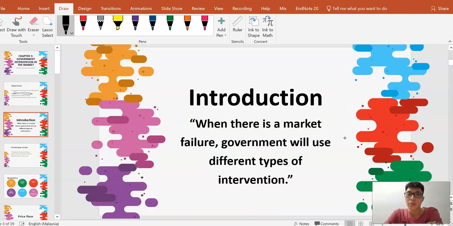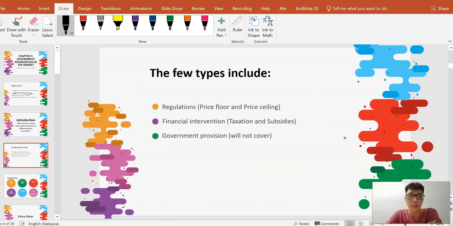So, like what I said just now, when there's a market failure, government will use different types of intervention. So, what is market failure? I will introduce it a little bit later. There are a few types of government intervention. One is through regulations. Another one is through financial intervention. And the last one is through government provision. Government provision is something that we will not cover in our syllabus.